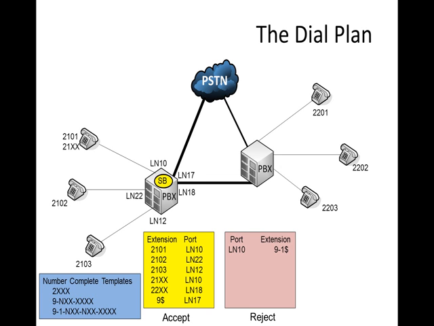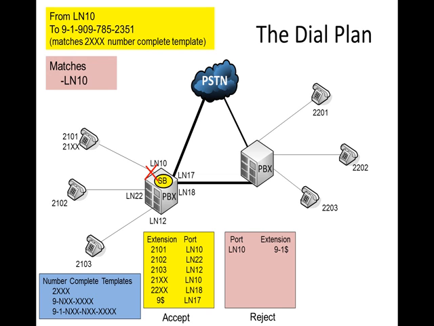Build a dial plan that lets you separate call types and then write rules to match those call types and either reject or pass them. That's the basic approach. So let's see how this would work.